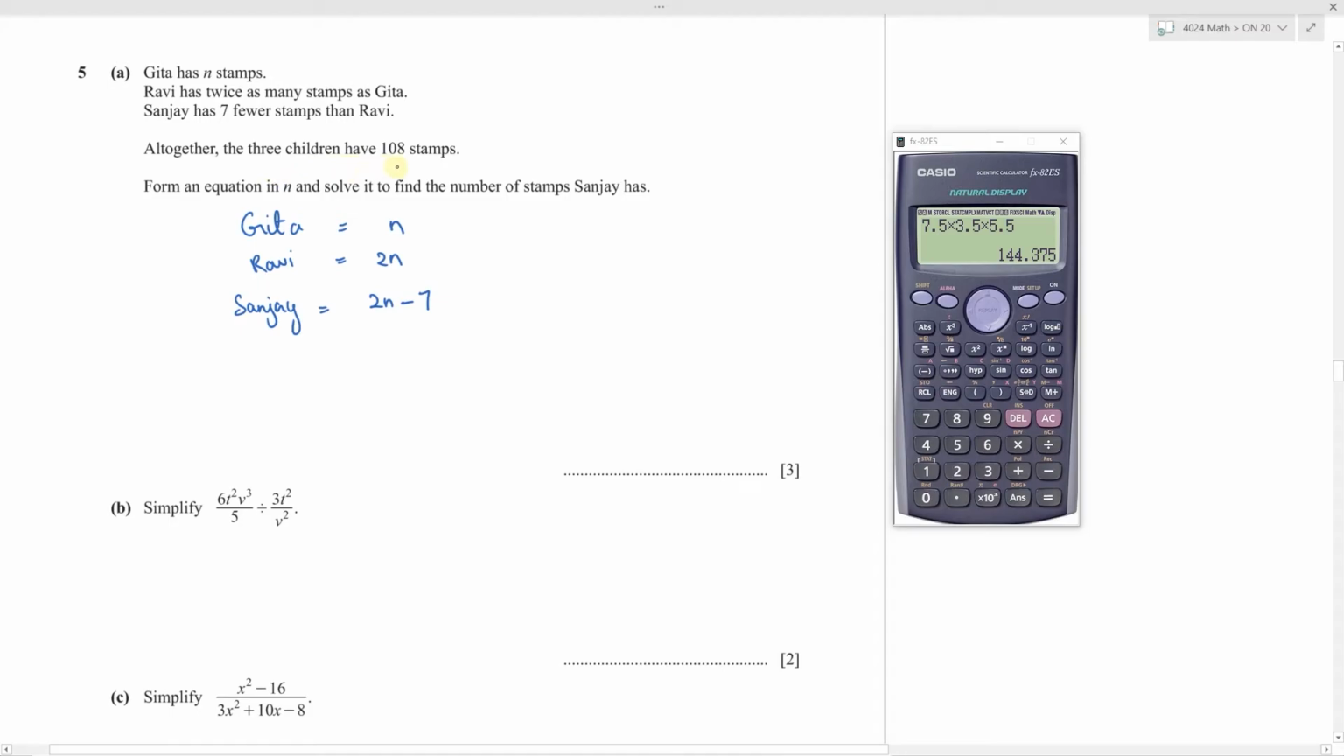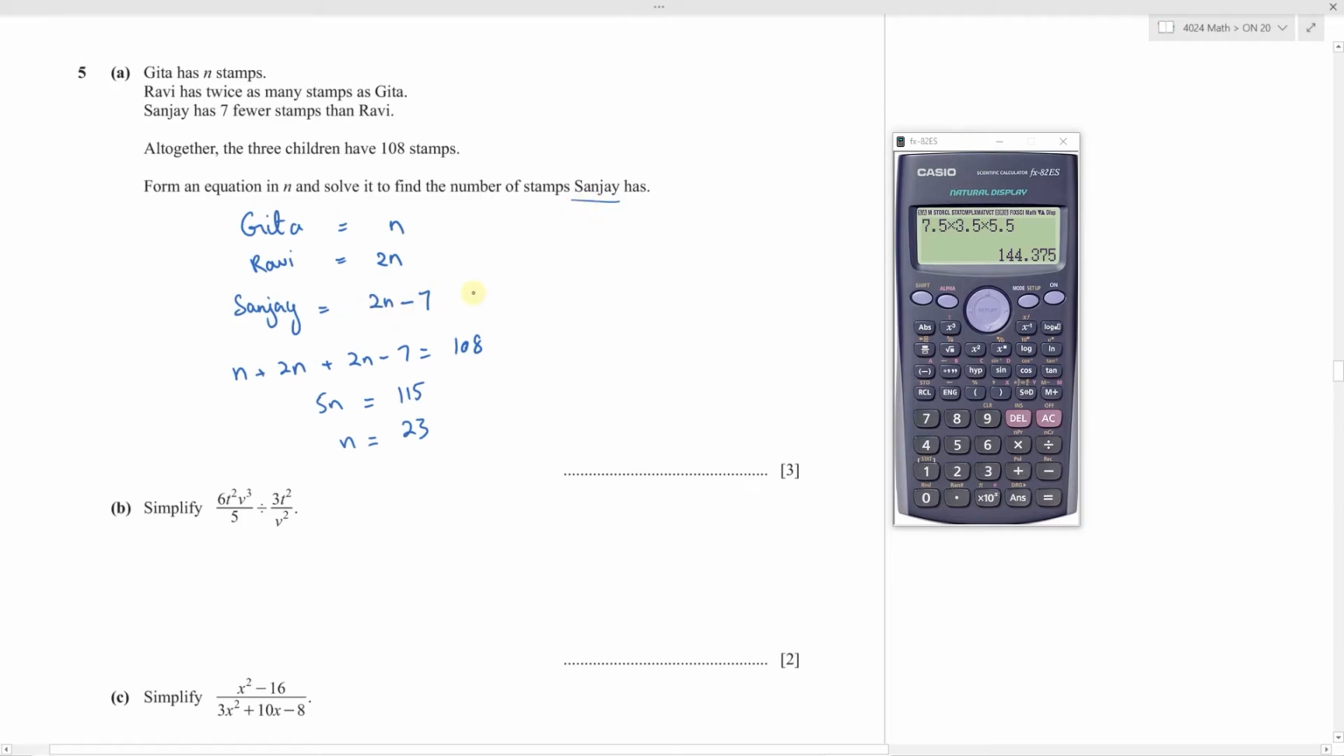Altogether, the three children have 108 stems. Form an equation in n and solve it to find the number of stems Sanjay has. So since altogether they have 108 stems, that means if I add all of these stems together, I should get 108. So n plus 2n plus 2n minus 7 equals 108. So this will be 5n. I'll take this to the other side, so this will become 115. N will equal 115 divided by 5, which is 23.